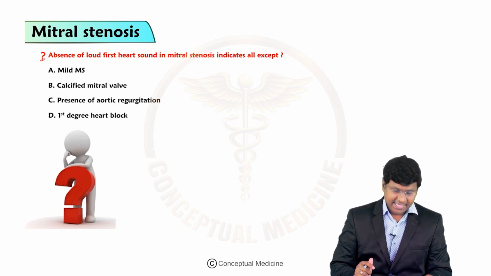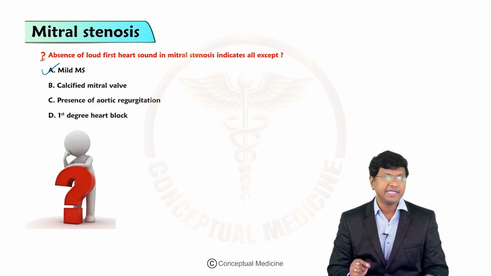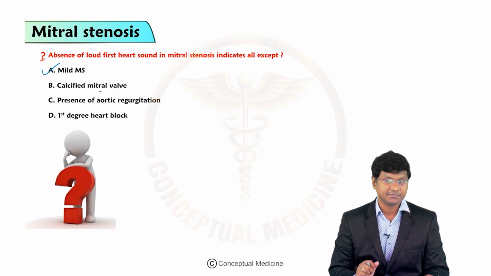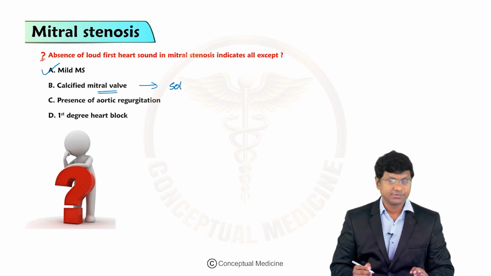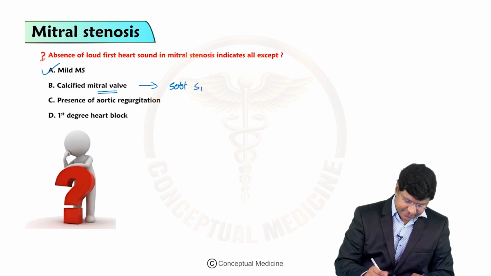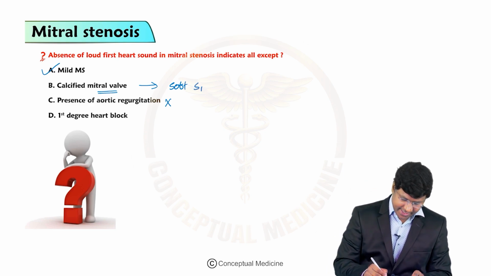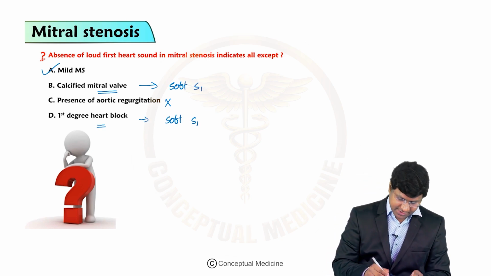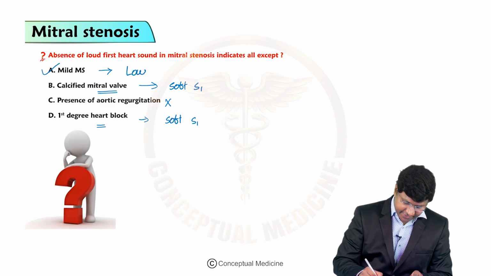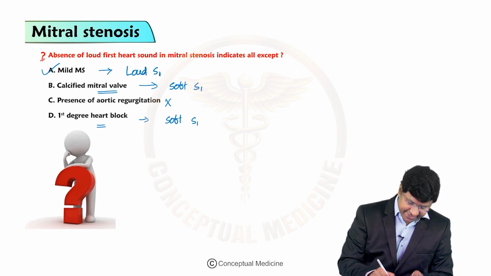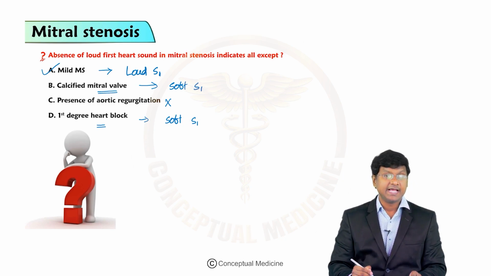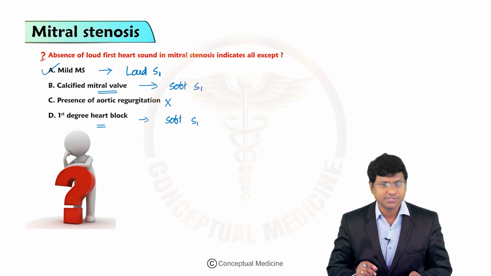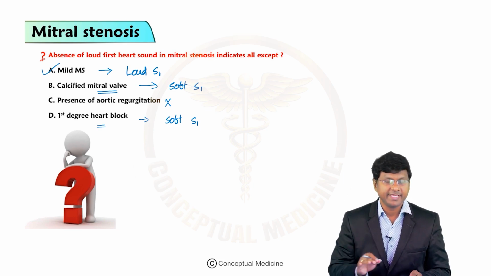Next question. Absence of the loud first heart sound in mitral stenosis indicates all except. The answer is mild mitral stenosis. In case of calcified mitral valves, you will have soft S1, you will not have loud S1. And in aortic regurgitation, you will have a soft S1. And in first degree heart block, you will have prolonged PR interval and soft S1. Whereas in mild mitral stenosis, you have the presence of loud S1. So what is the question asked? The question asked is, absence of loud first heart sound in mitral stenosis indicates all except.